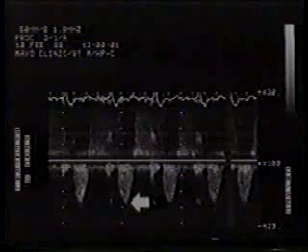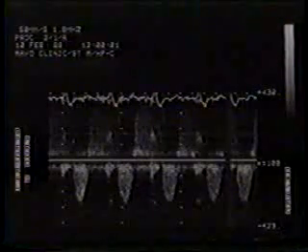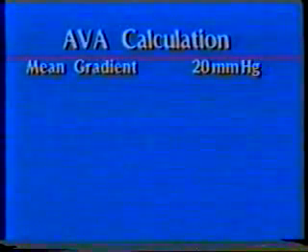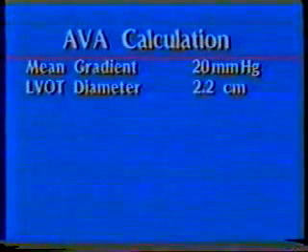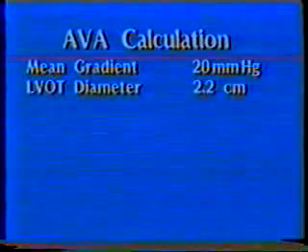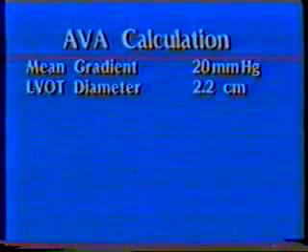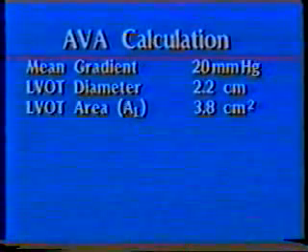The maximum velocity is 2.8 meters per second, which corresponds to a maximum instantaneous gradient of 31 millimeters of mercury. When the Doppler spectrum was traced, the mean gradient was found to be 20 millimeters of mercury. For reference, the mean gradient, 20 millimeters of mercury, is listed. The LVOT diameter is 2.2 centimeters. This was squared and then multiplied by the constant 0.785, yielding an LVOT area of 3.8 centimeters squared.